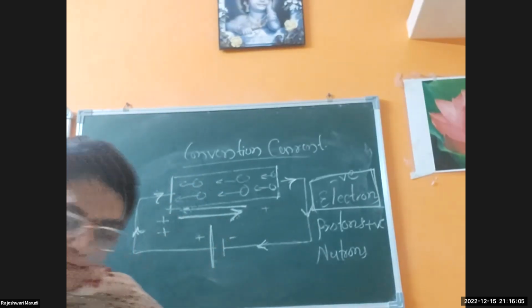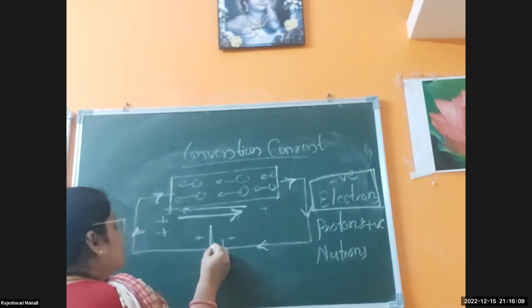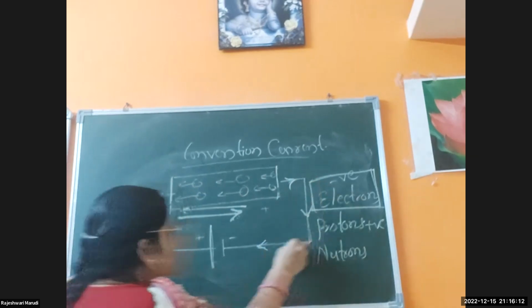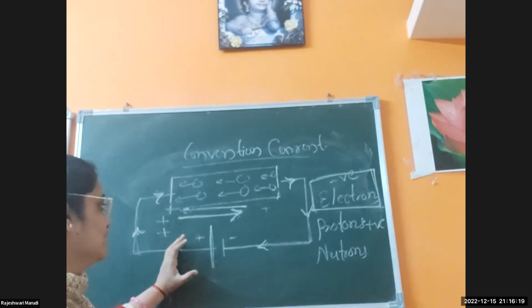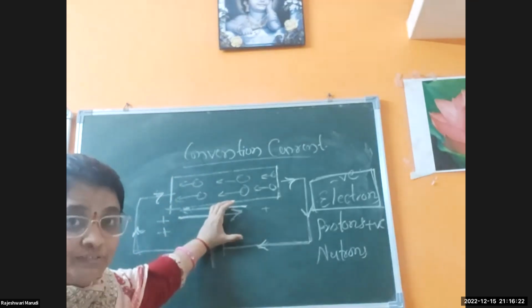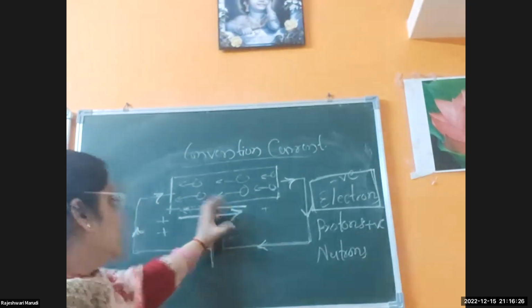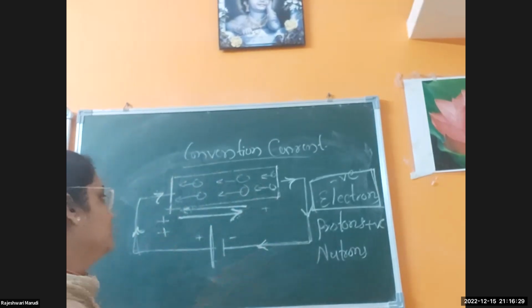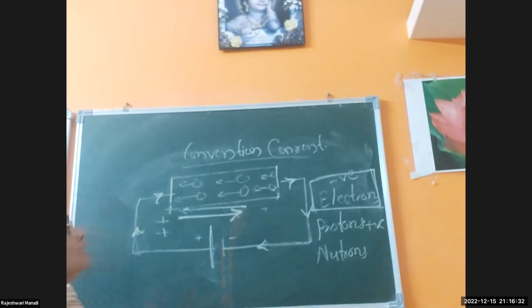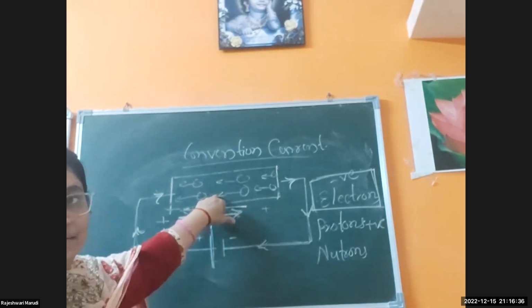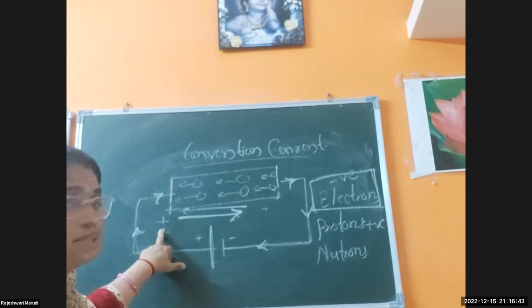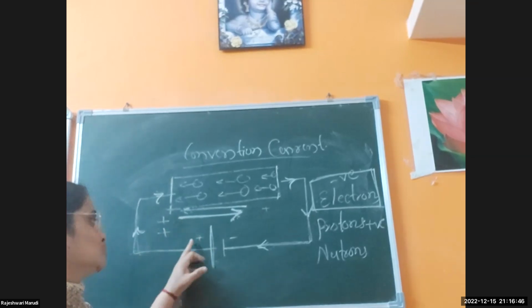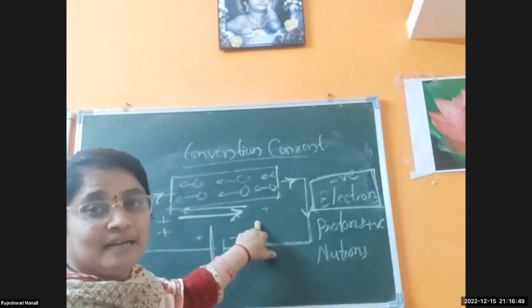Okay. So actually, what is conventional current? The conventional current is the current which flows from the positive terminal to the negative terminal of a conductor. It is carried by the positive charge. Therefore, the direction of the conventional current is always the reverse of the real current. The real current is due to the movement of the electrons. But the conventional current direction was assumed, so it is from the positive terminal to the negative terminal.